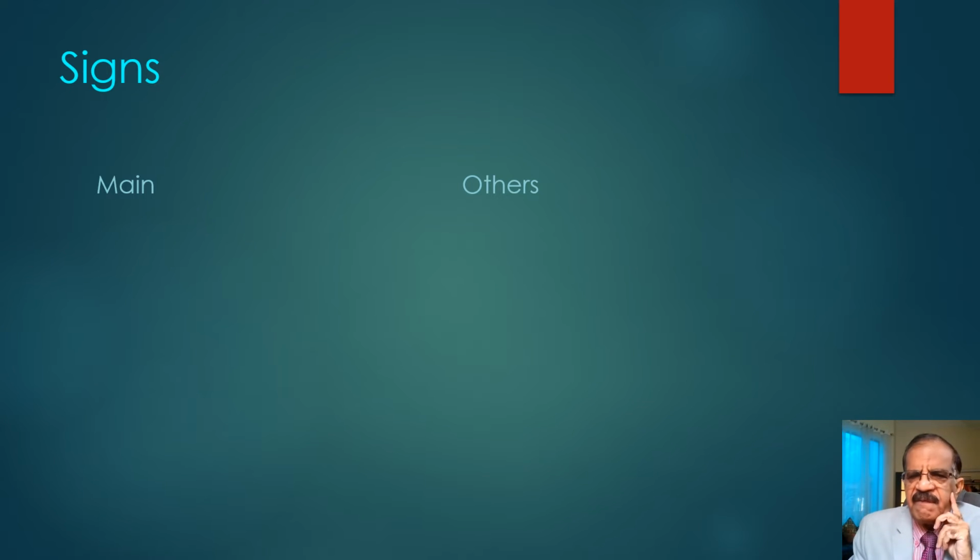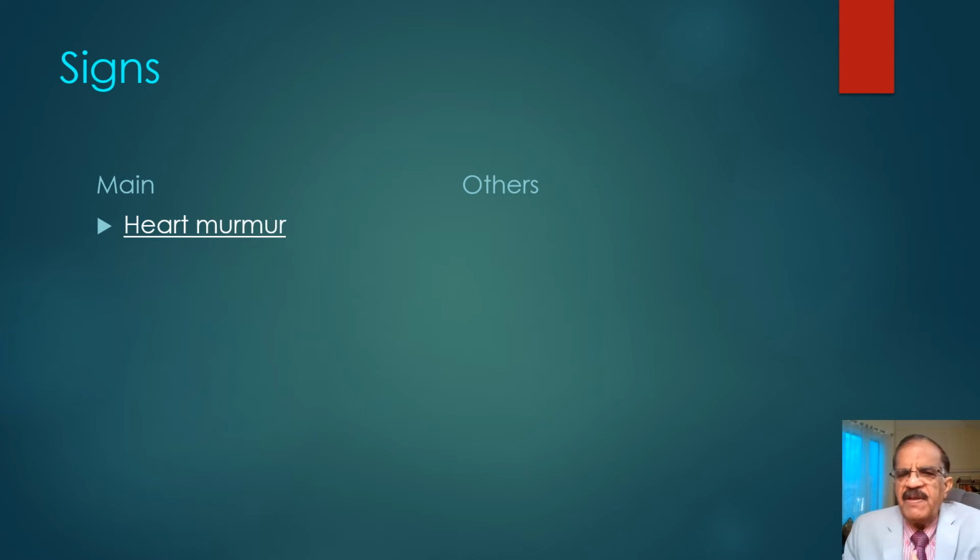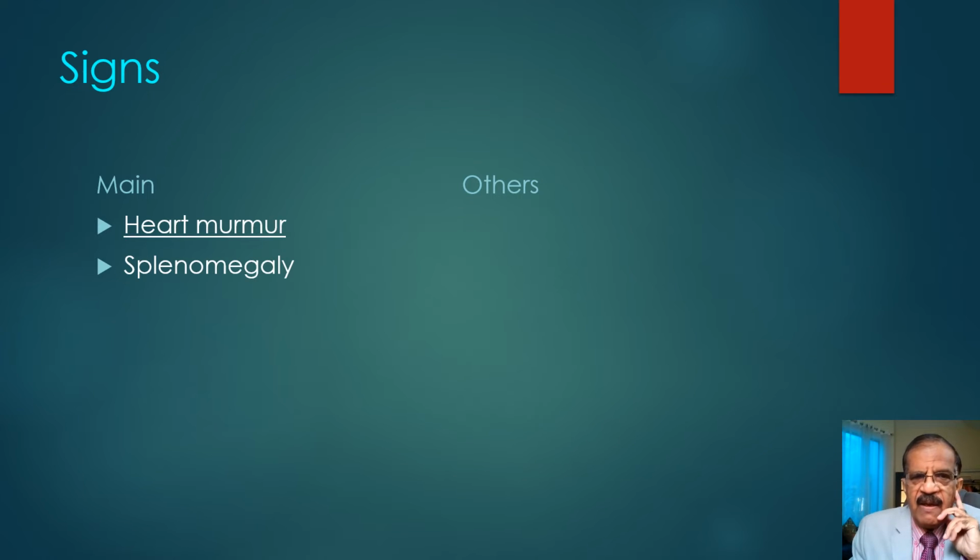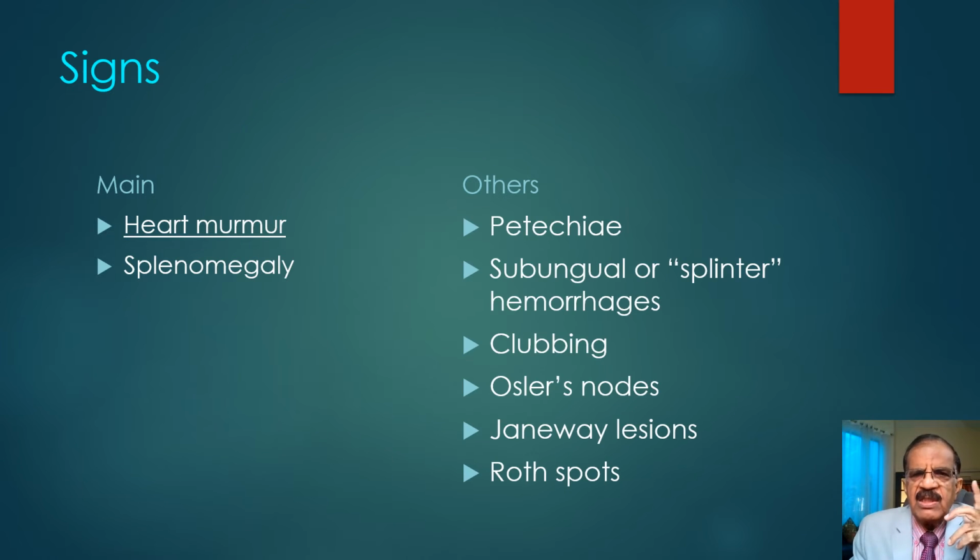Then there are some physical signs. Some are very important, some are less important. Now the main, I think, physical finding is heart murmur. Heart murmur would represent rheumatic heart disease as well as congenital heart disease. Two of the major predisposing factors would be indicated by the presence of heart murmur. So if there is a heart murmur, then I think your suspicion in a patient with fever is very, very high. Then splenomegaly may be present. There are many other signs and we will discuss them later, but this is just a short list.